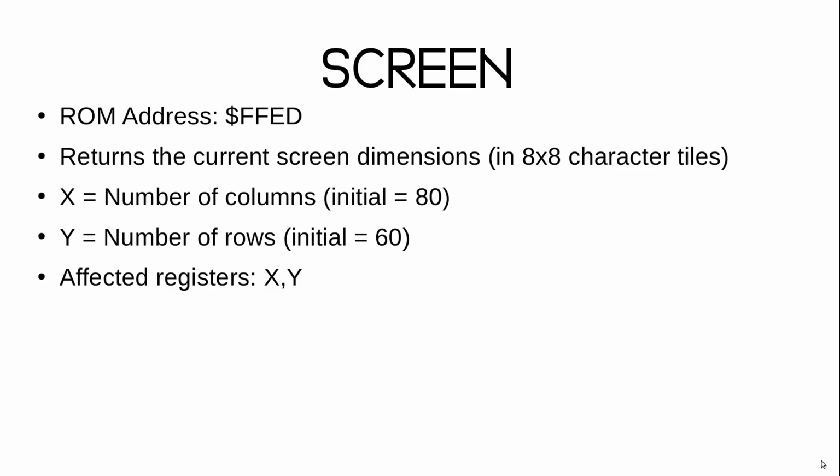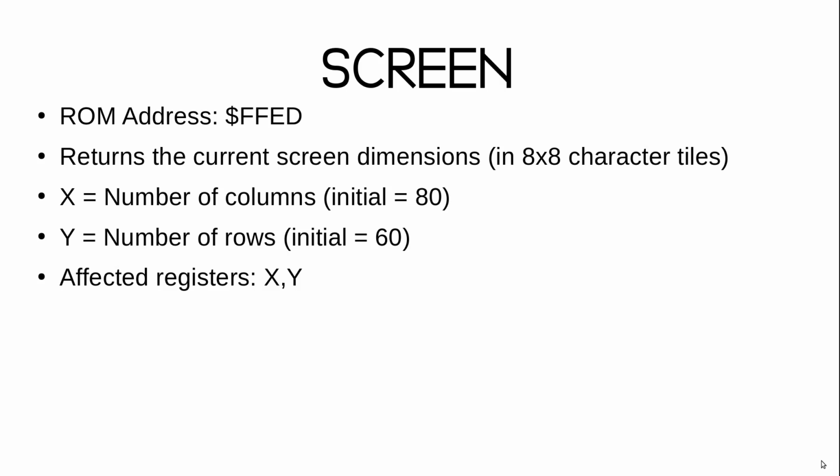This simply reads the current state of the display properties and returns the current screen dimensions in terms of the number of characters that are visible in each row and column. At startup, the X16 is in 80-column mode with 60 rows of text visible. Since the character glyph tiles are 8 by 8 pixel squares, that means the default resolution is 640 by 480.